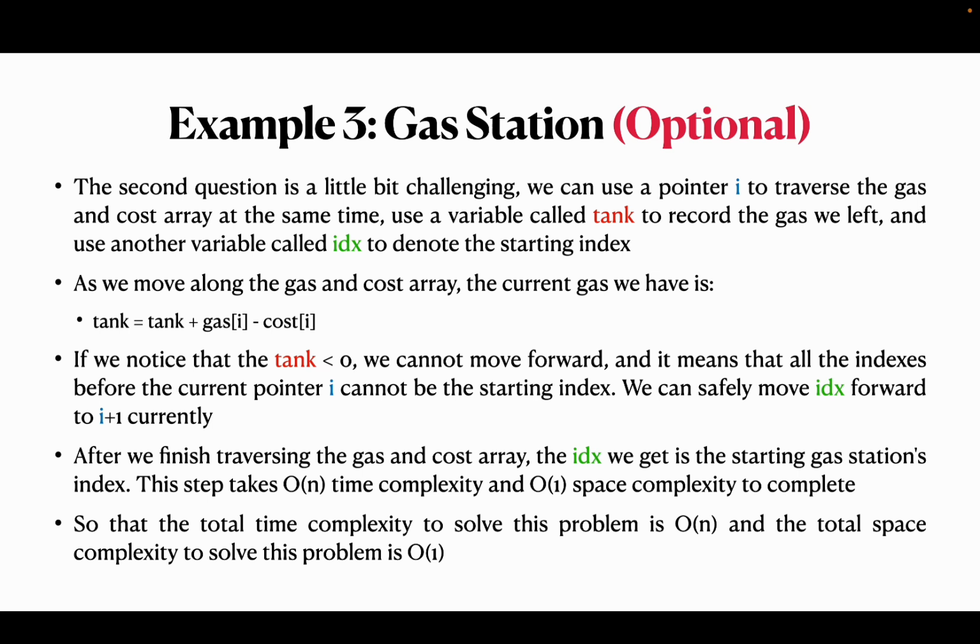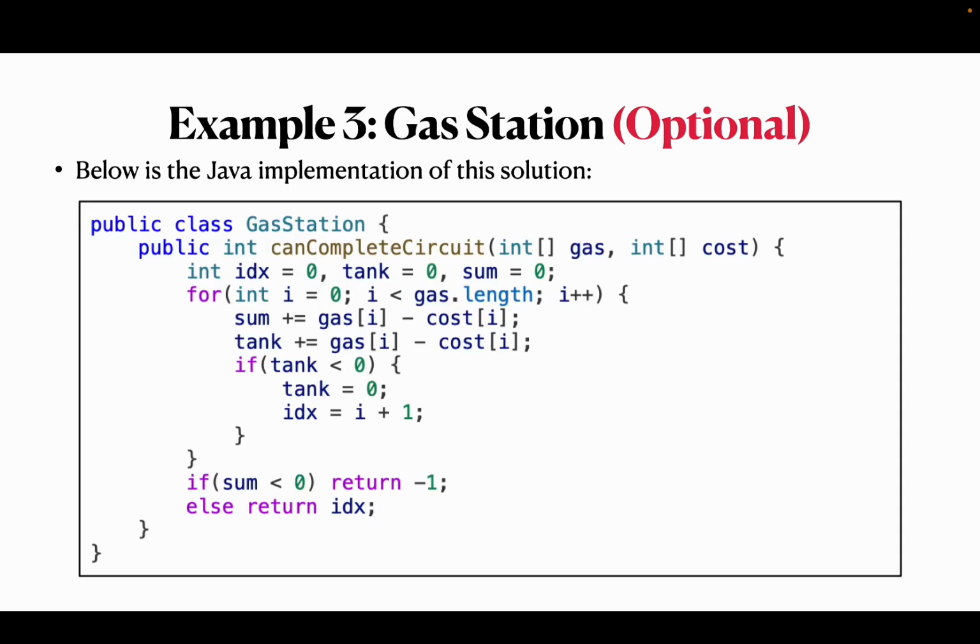In the final solution, we can actually combine the solution of problem 1 and the solution of problem 2 to travel along the gas array and cost array just once. The total time complexity to solve this problem will be O(n), and the total space complexity will be O(1). Below is the Java implementation of this solution.